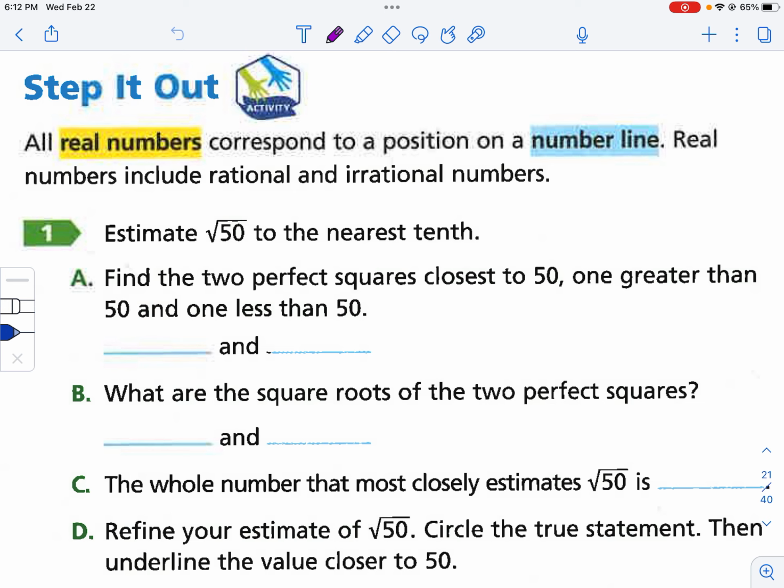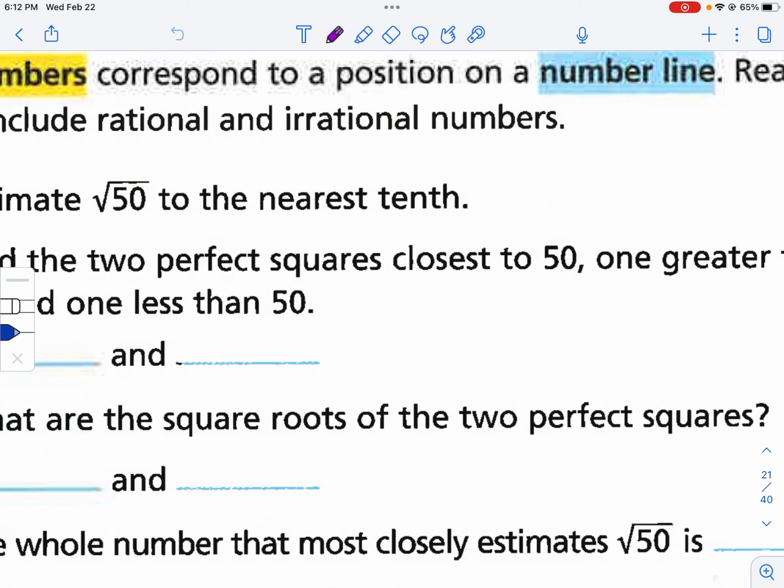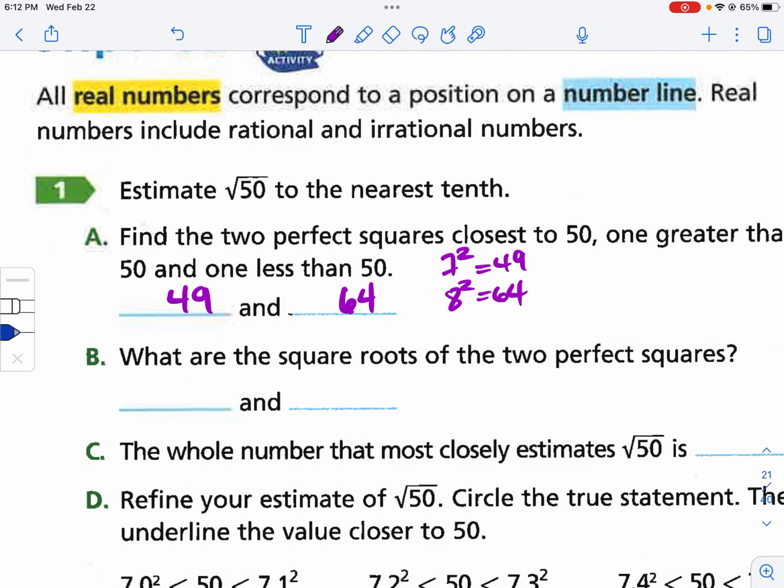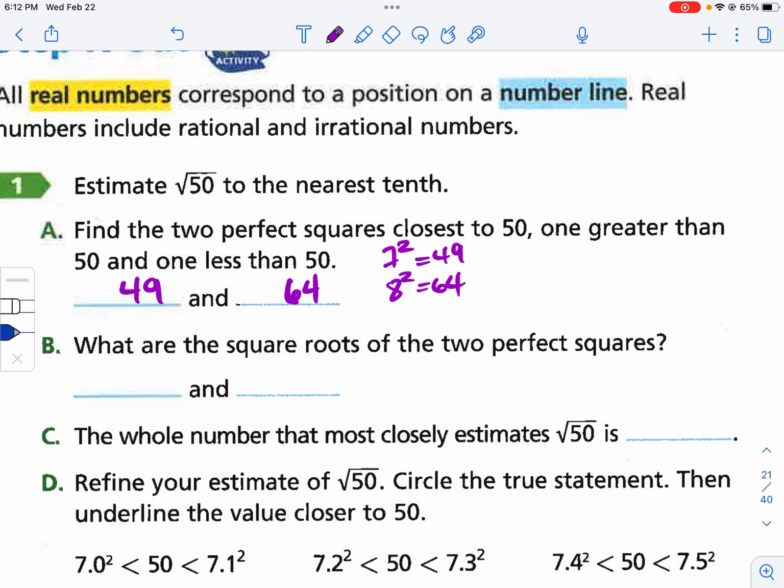It is not a rational number. And so we have to figure out where it is, what perfect squares it's between. Hopefully you know your perfect squares. Find the two perfect squares that are closest to 50, one greater than 50 and one less than 50. Hopefully you know 7 squared is 49 and 8 squared is 64. So what are the two perfect squares? 49 and 64.